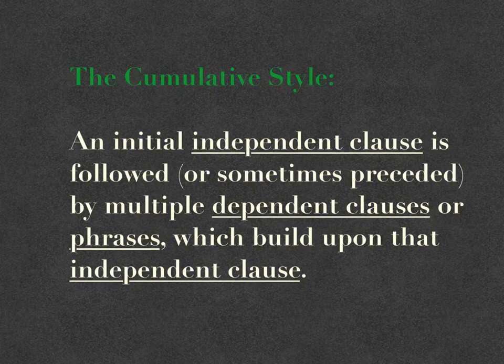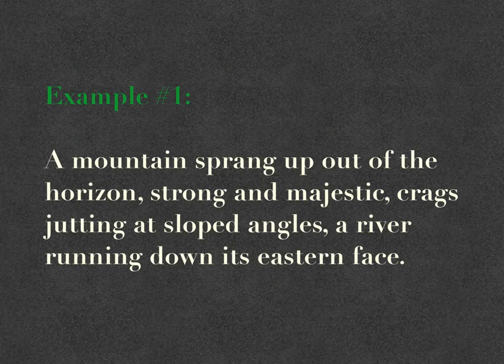The cumulative style is an initial independent clause followed, or sometimes preceded, by multiple dependent clauses or phrases which build upon that independent clause. That probably sounds kind of complicated, but once you see some examples, you'll see what I'm talking about. Here's one example. A mountain sprang up out of the horizon, strong and majestic, crags jutting at sloped angles, a river running down its eastern face.